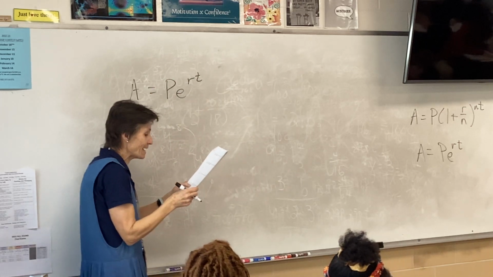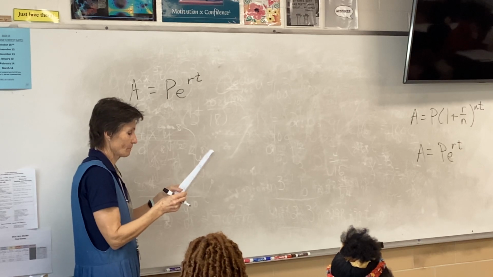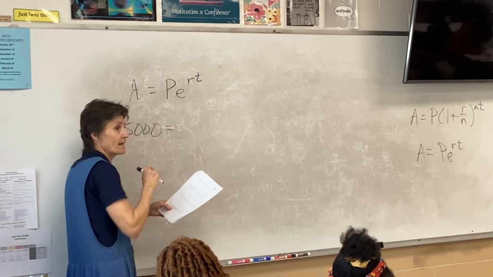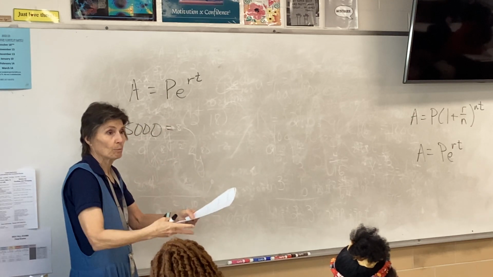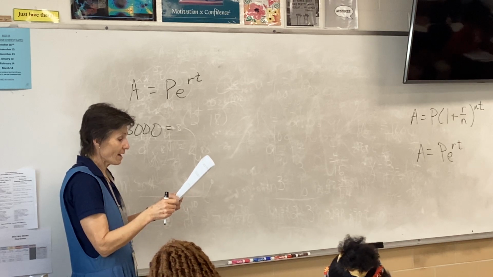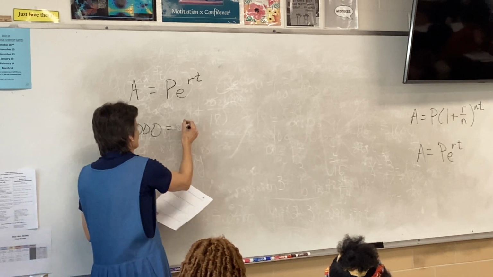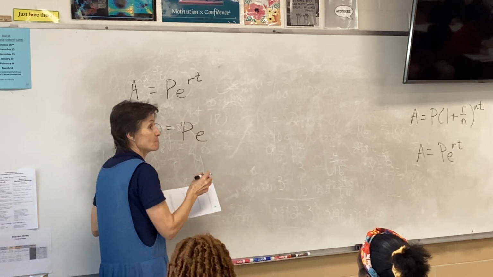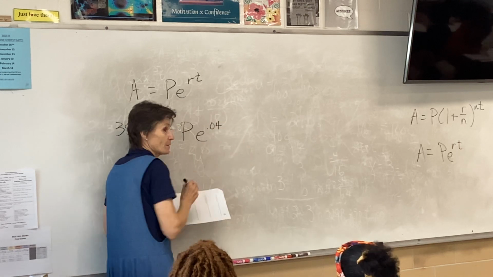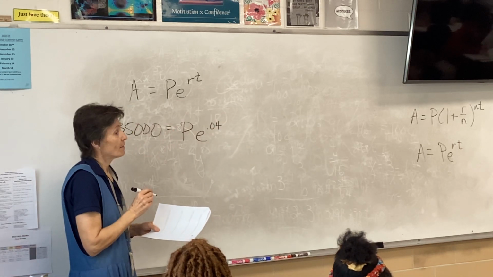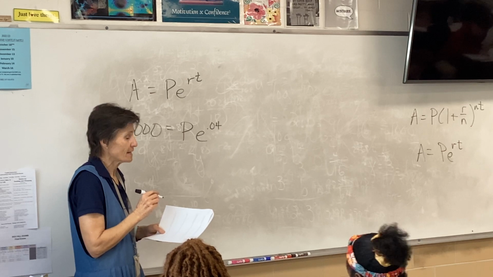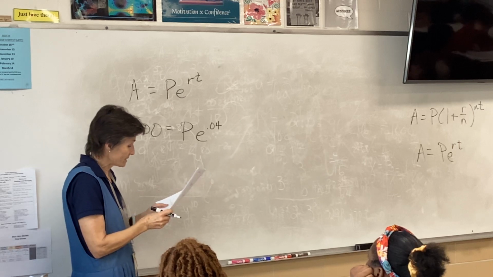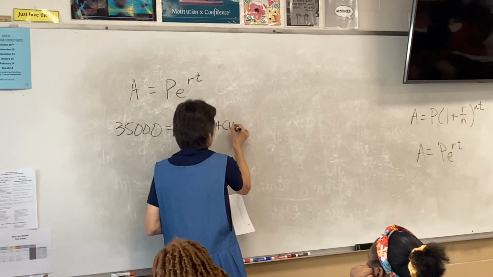Do we have an A? 35,000. What does A stand for? In both formulas, A is what I end up with, right? Do I have a P? Nope. Do I have an interest rate? It is 0.04. I remember always that when I put an interest rate, a percentage, into the problem, it goes in as a decimal. Do I have a time? 10?